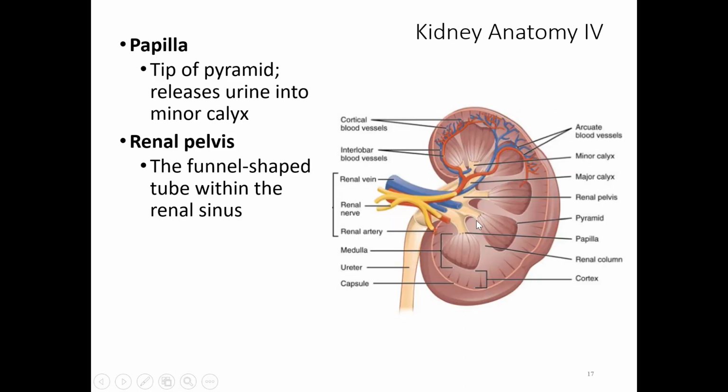At the very top of each pyramid, this part of it is called renal papilla. The urine is produced right here, and then the urine is released out of the pyramid through the papilla. Finally, in the center right here, we have the renal pelvis.